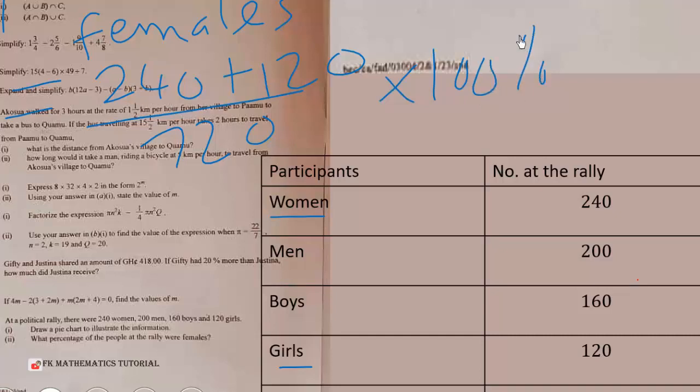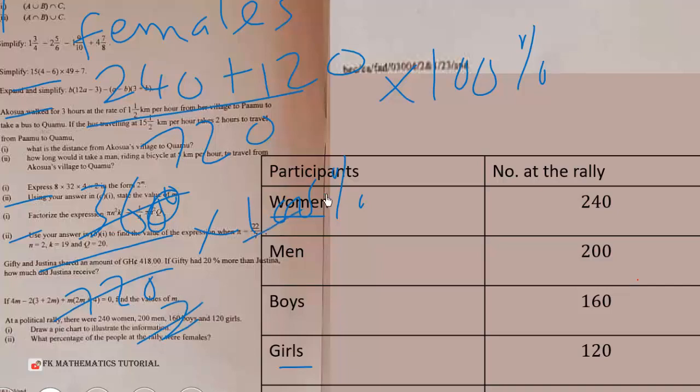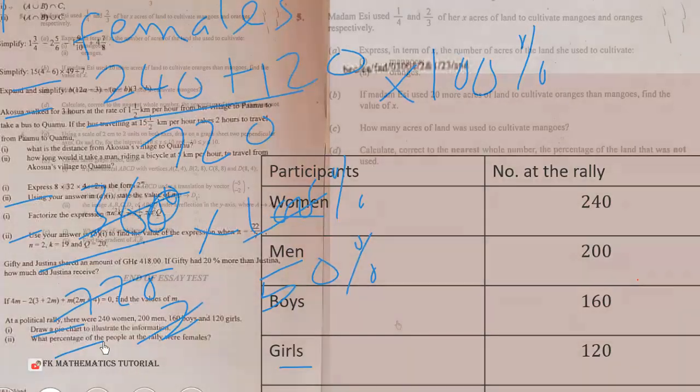So 240 plus 120 is 360 over 720 times 100%. So 360 going into 720 two times, 2 going into 100 fifty times. So we have the percentage of females to be 50%.